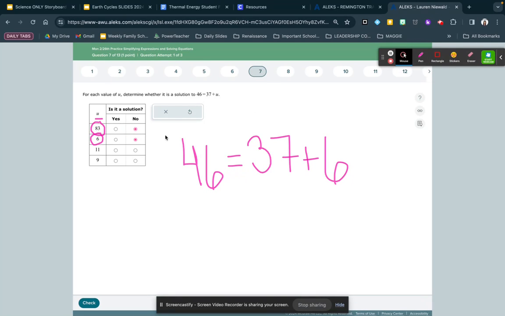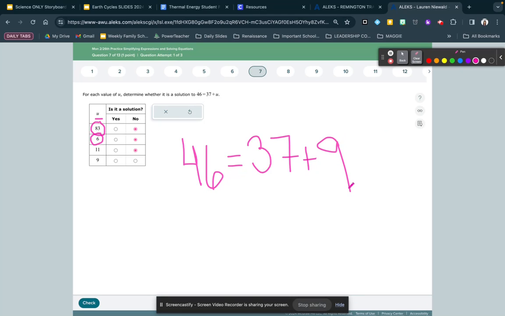What if I put an 11 there instead, right? 37 plus 11 gives me 48. So that's a no, right? No. And then what about 9? What do you think? A 9?